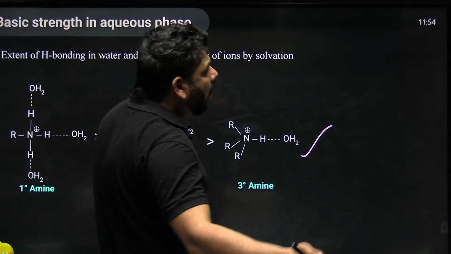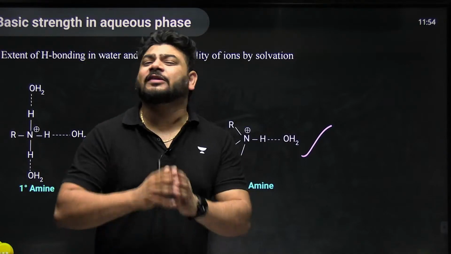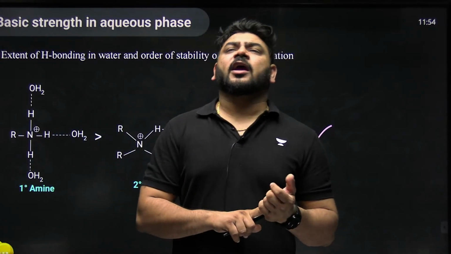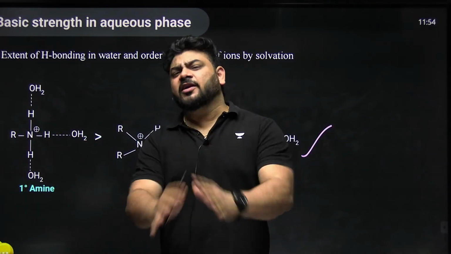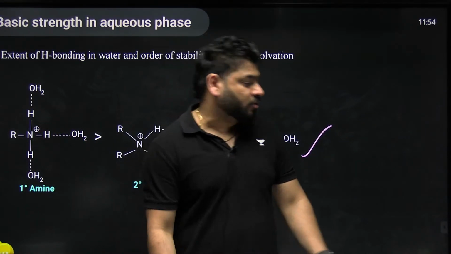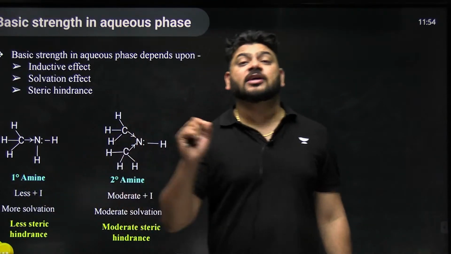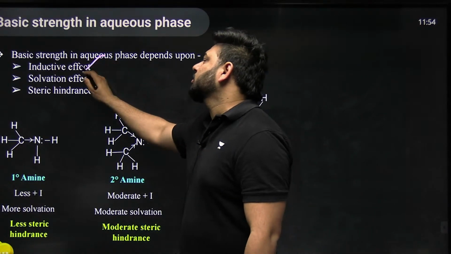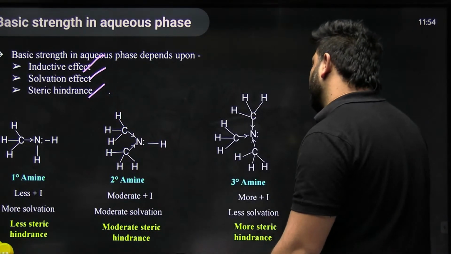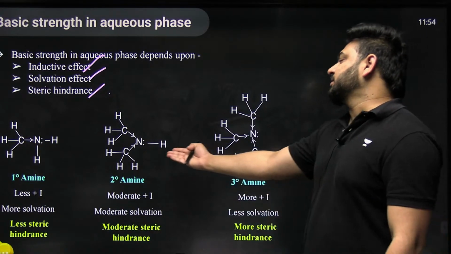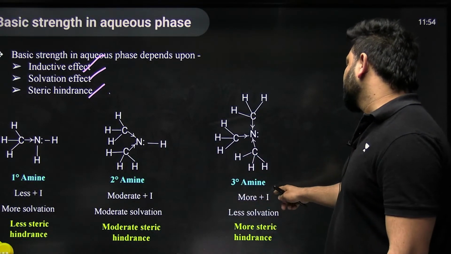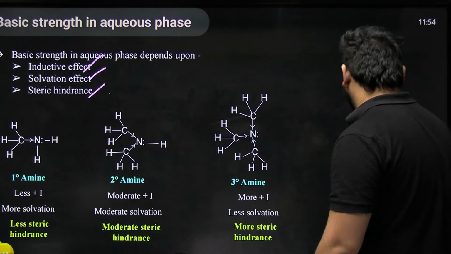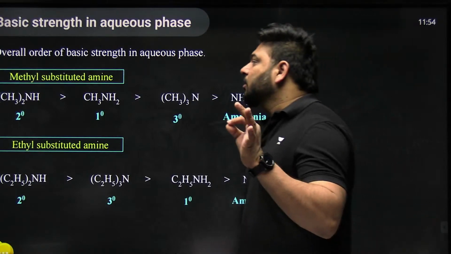But if we talk about all the factors together, inductive effect, resonance effect, extent of hydration, every electronic as well as hydration effect taken together, the correct answer comes up like this. Basic strength in aqueous phase depends on 3 things: induction, solvation, and steric effects. Mentioning all of them together, you can see the extent of H bonding. And you also see that solvation is getting very difficult over here because bulky groups are attached, which are hydrophobic in nature. So we have the order that we have to learn.